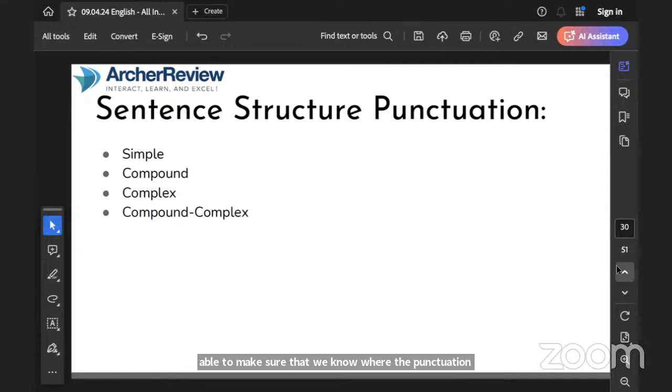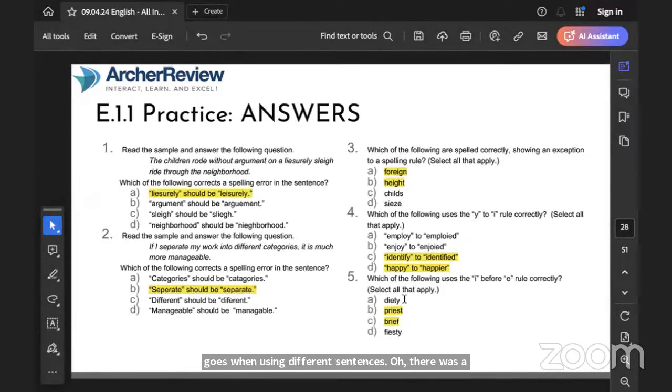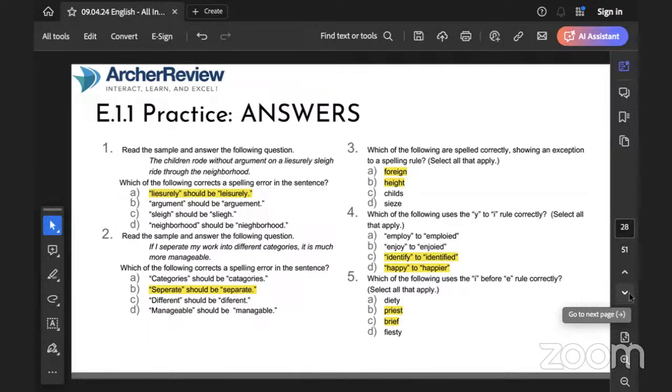Oh, there was a question. 5D, why not correct? 5D, again, feisty is feisty. So that one's not spelled correctly. And so it's not following the rule correctly. It's an exception. So A and D are both exceptions to the I before E rule. So in order to be spelled correctly, they'd have to be DEI or FEI.